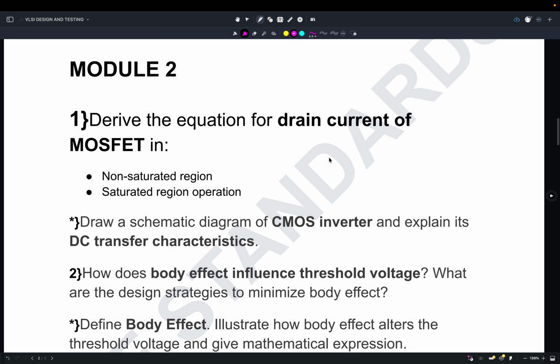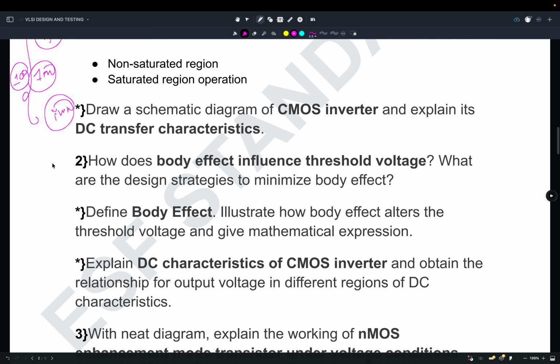Derive the equation of the drain current through the MOSFET in the non-saturated region and saturated region of operation. It's also a very important question, and this is a question for 10 marks or 7 marks. These are also important, but optional questions. In these two questions, one question is going to come in the exam, for 7 marks. After that you will see Part B.